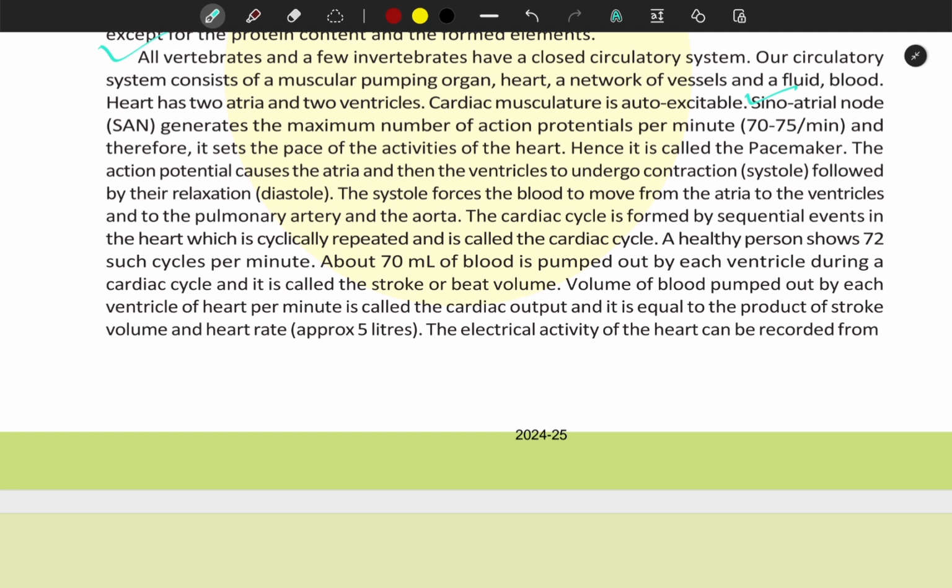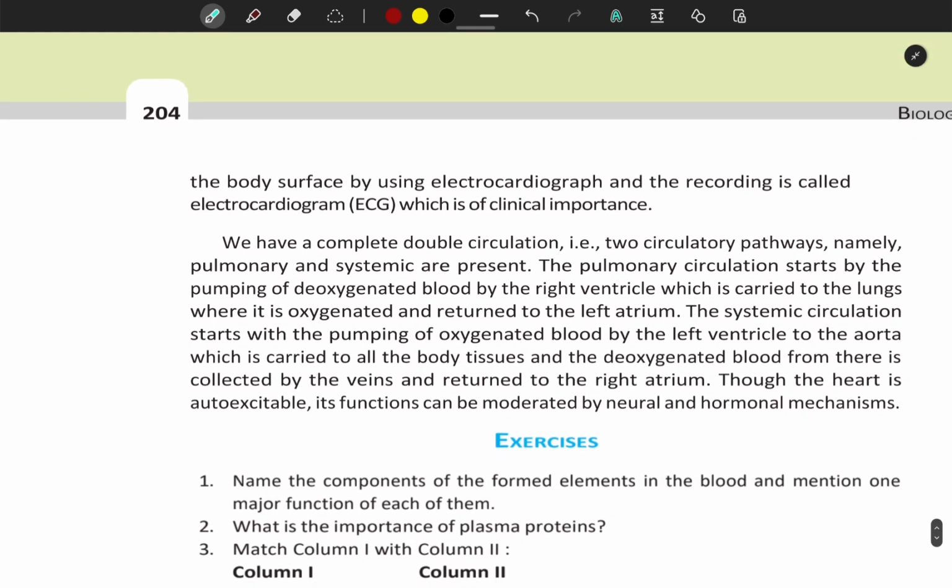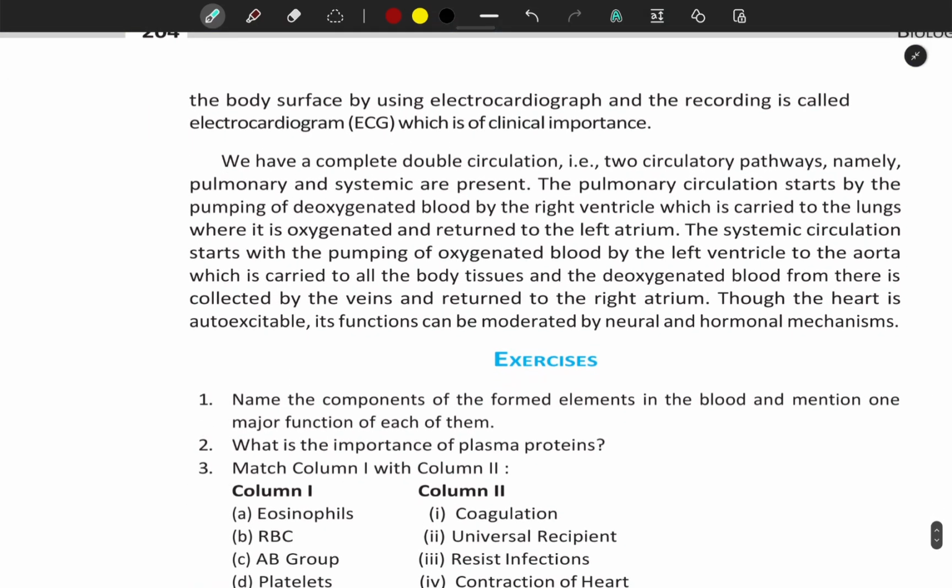About 70 ml of blood is pumped out by each ventricle during a cardiac cycle and it is called the stroke or beat volume. Volume of blood pumped out by each ventricle of heart per minute is called the cardiac output and it is equal to the product of stroke volume and heart rate, approximately 5 liters. The electrical activity of the heart can be recorded from the body surface by using electrocardiograph, and the recording is called electrocardiogram, that is ECG, which is of clinical importance.